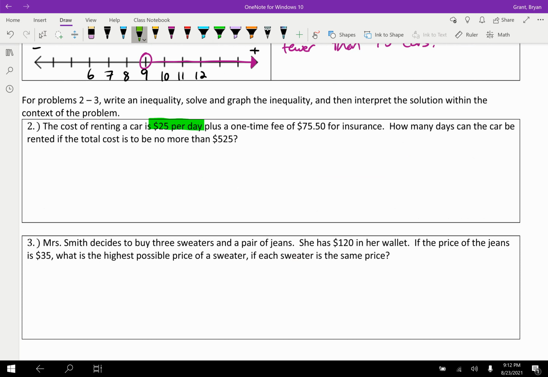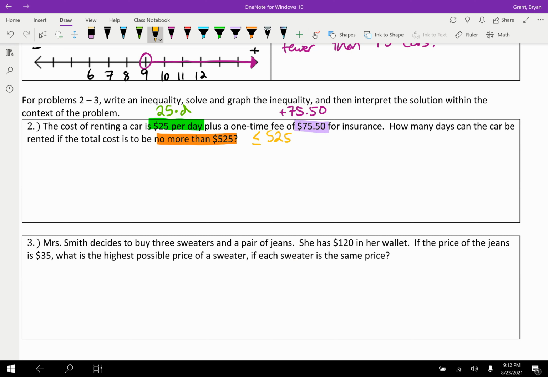$25 per day to me means we're doing $25 times D, where D is the number of days. There's also a one-time fee of $75.50. So if you're only paying this once, I think you're just going to add on $75.50 to however much you're being charged after some number of days. And then how many days can the car be rented if the total cost is to be no more than $525? Well, no more than $525 actually means $525 is the limit. That means less than or equal to $525.